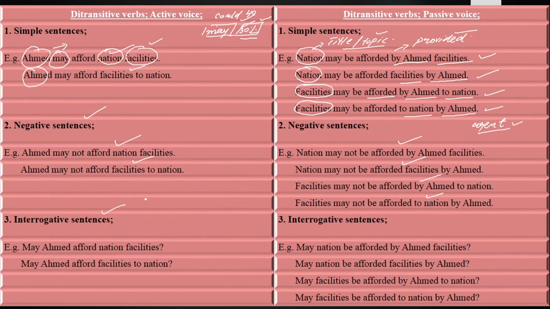Interrogative sentences, those sentences in which we ask question and put queries are called interrogative sentences. May Ahmad afford nation facilities? May Ahmad afford facilities to nation? May nation be afforded by Ahmad facilities? May nation be afforded facilities by Ahmad? May facilities be afforded by Ahmad to nation? May facilities be afforded to nation by Ahmad?